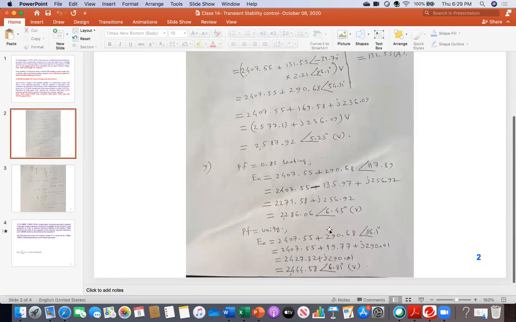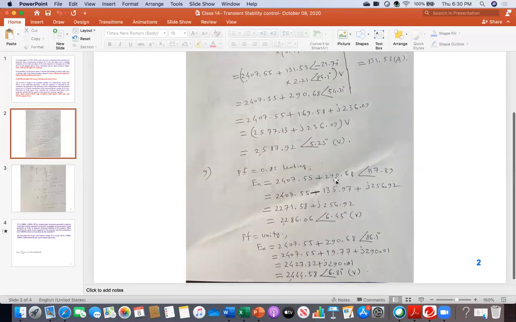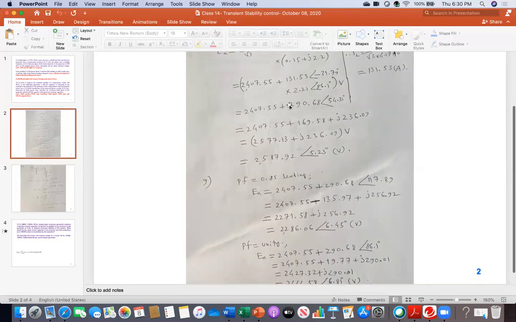Accordingly, for unity power factor, again at that line, it will be just this angle, because with the current you don't need to consider any angle, because it is unity power factor. So you don't need to start from the beginning for question number 9. You need to start from this.